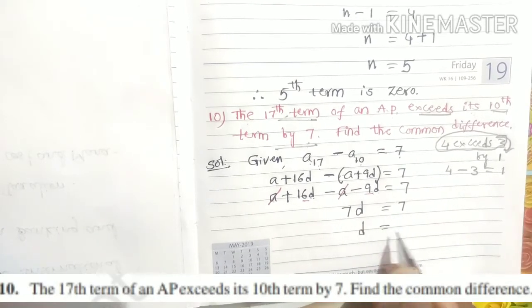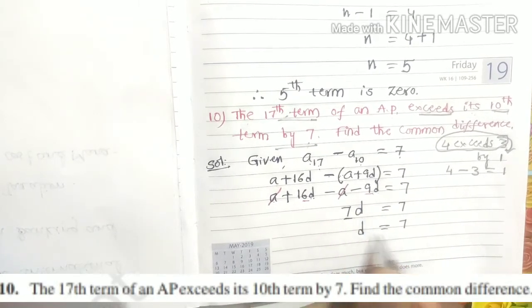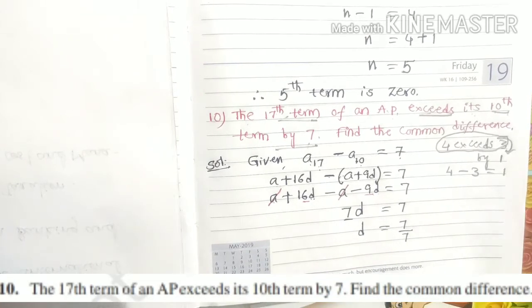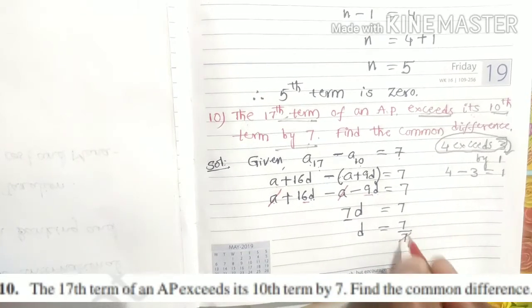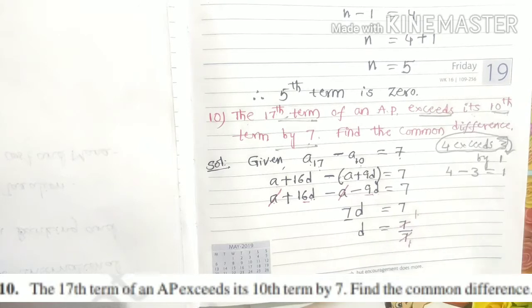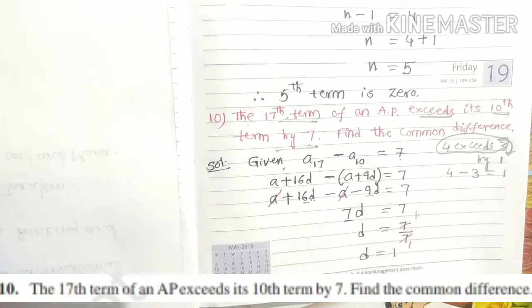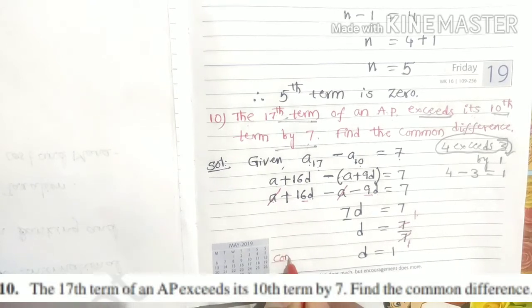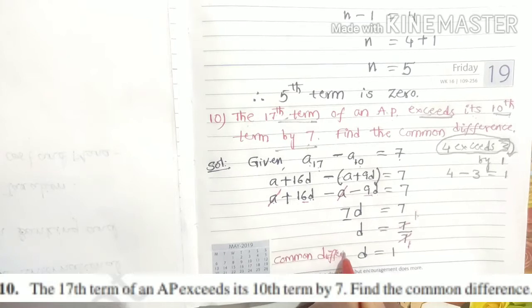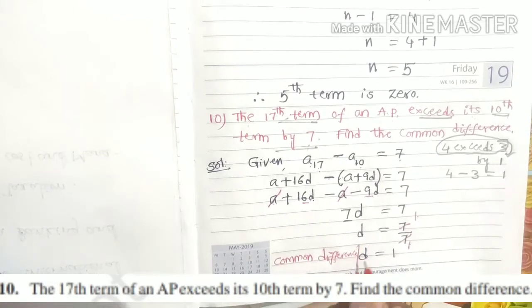From this you can write 7d equals 7. 7 is multiplying, so if you transpose, it will divide. d is equal to 7 by 7, which is 1. So d is equal to 1. What is d? Common difference. So you can write that the common difference d value is 1.